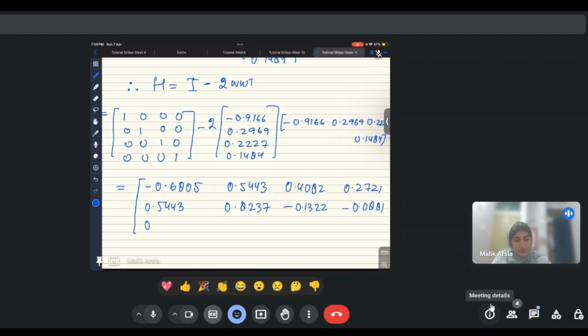Then the third row is 0.4082, minus 0.1322, 0.9008, minus 0.0661. The last one is 0.2721, minus 0.0881, minus 0.0661, and 0.9559.